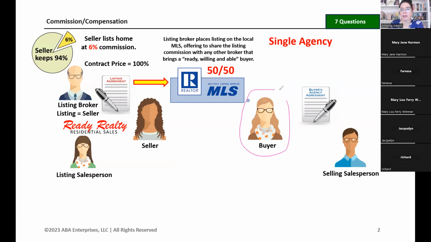And Betty Buyer also has representation. She's working with a salesperson as well. And she has signed a buyer's agency agreement. Okay. And in this buyer's agency agreement, this salesperson, they have negotiated a commission themselves. Ha, yes. So let's say that they've agreed to pay 3%.